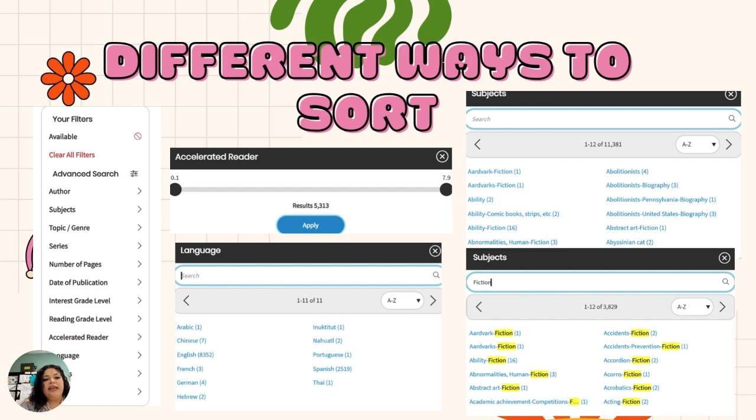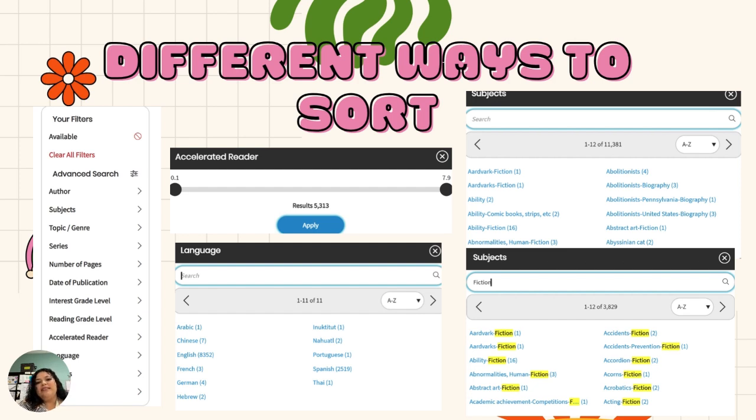There's also different languages because I know we do have a number of bilingual students. We don't have any students who speak Arabic or French or German or Hebrew or anything like that, but we do have a lot of Spanish speaking students. So they can go on there and select Spanish, and it has over 2,000 results for that. So there are a lot of bilingual books available as well.